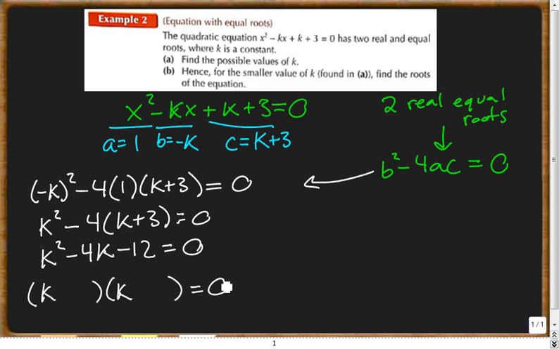And I need to say, okay, well, I have two binomials. That's what factoring a quadratic equation is going to do. It's going to generally give you two binomials. And so we say, okay, well, what two numbers are going to multiply to make negative 12 that are going to add to make negative 4?